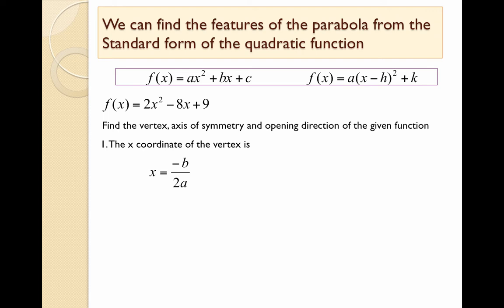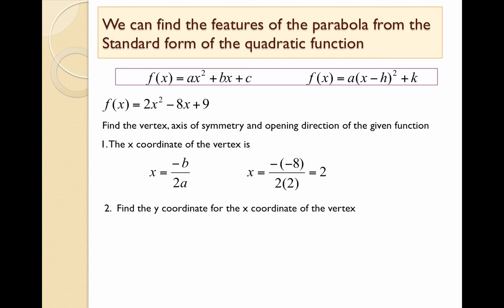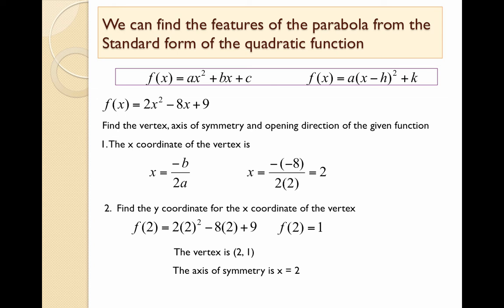x is equal to negative b over 2a, so our b is a negative 8, and a is 2, so let's substitute those values in, do the arithmetic. x is equal to 2, so that is the x-coordinate of our vertex. And now let's find the y-coordinate of our vertex by substituting in 2 as our input into our function. And now crunching the numbers, doing the math, we get that f of 2 is equal to 1. Now we have the x and the y coordinates of the vertex, (2, 1), which means that our axis of symmetry is x is equal to 2.